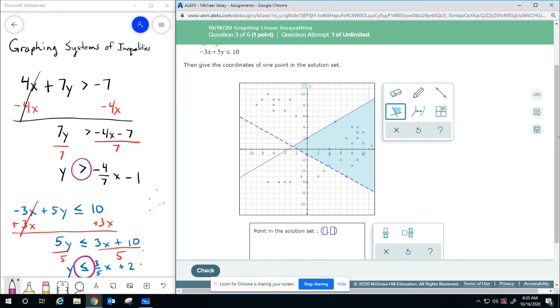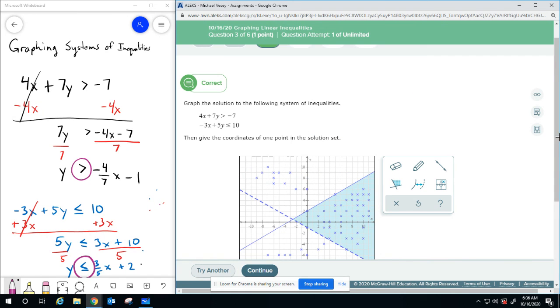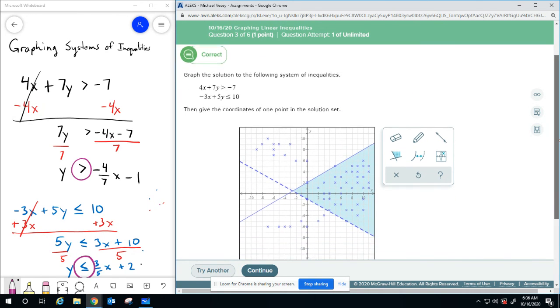I'm going to come down here, and let's talk about this. It says then give the coordinates of one point in the solution set. Well, I can pick any of these points that I already sketched, right? All of these are points in the solution set. So let's just pick one of them. Let's say this one right here is +3, +2. I'm just going to enter that, 3, 2, and let's go ahead and check. And I got it correct. Okay, so there it is.